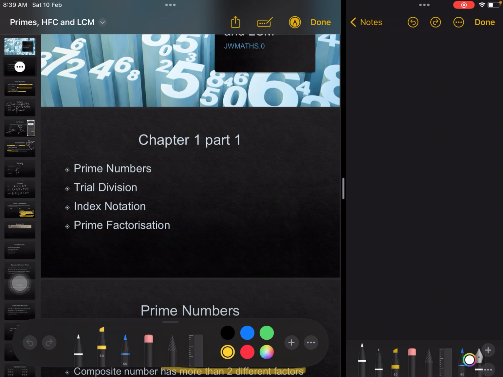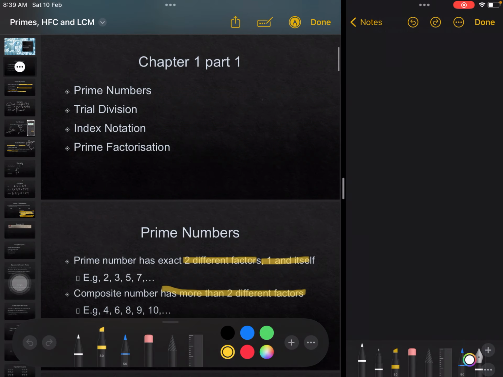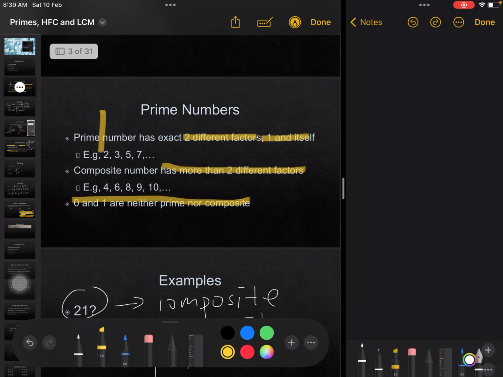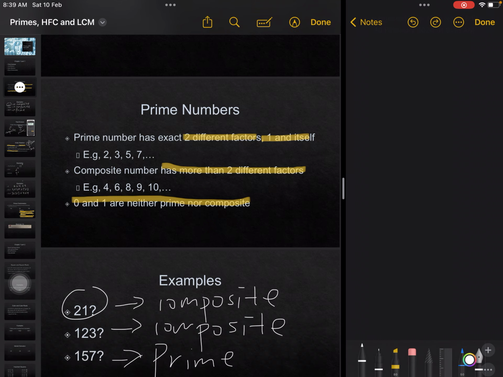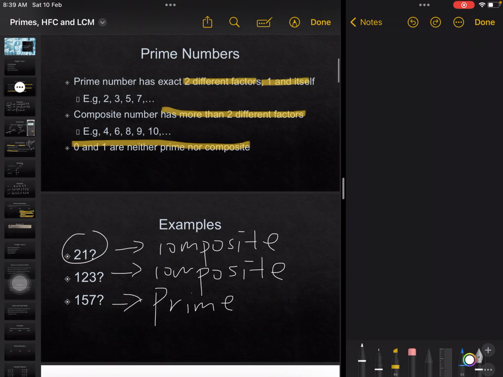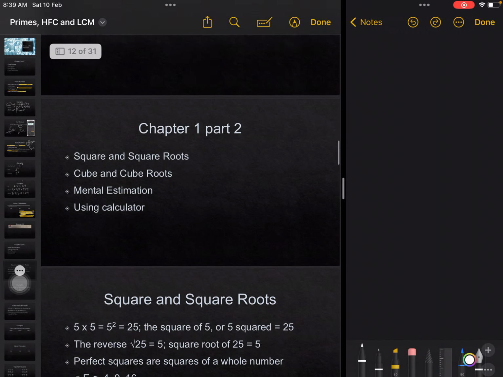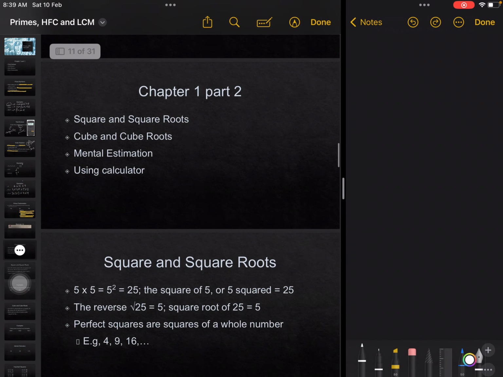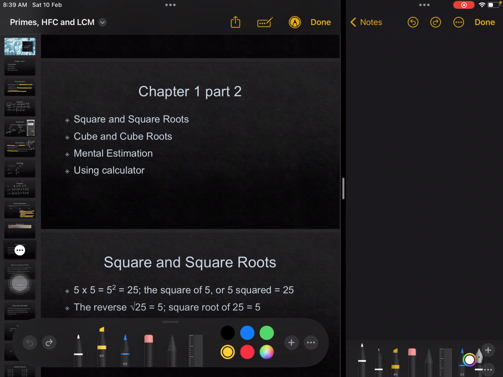Okay, so today's video we'll be going through chapter 1 part 2. Let me just go down to the part 2. In today's video we'll be talking about square and square root, cube and cube root, and estimation of square and square root, cube and cube root, as well as how we use calculators to calculate all this that I've just mentioned.